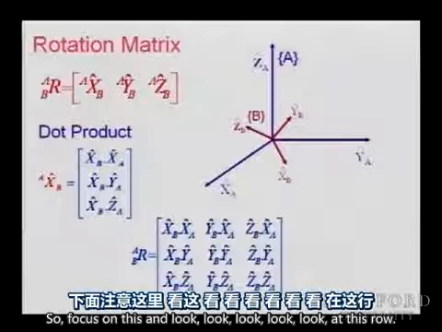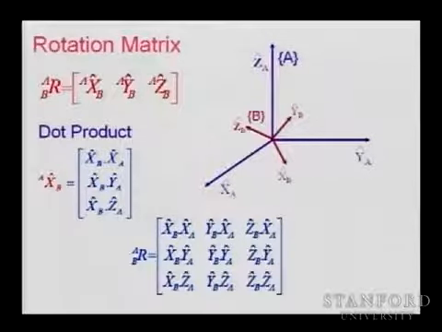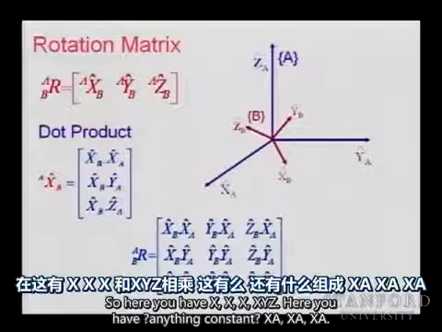So focus on this and look at this row. Do you see anything special? So here you have x, x, x, x, y, z. Here you have anything constant?